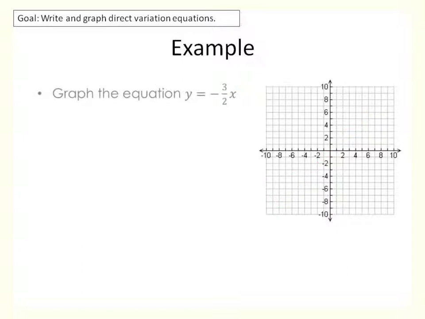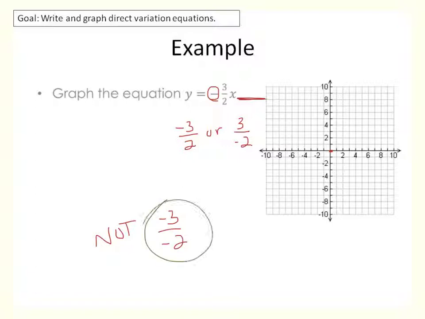Alright, so here we have another example, and again, there's no plus or minus anything, so where do we start? We start at 0, 0, and then what does our slope tell us to do? Our slope is negative, and you need to either look at it as -3 over 2 or as 3 over -2, not -3 over -2. Okay, because what's a negative over a negative? A positive.